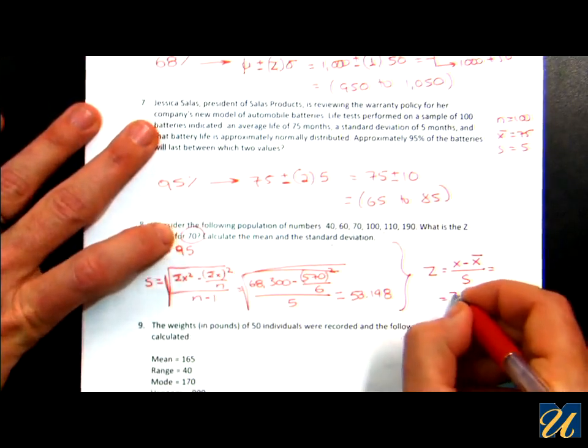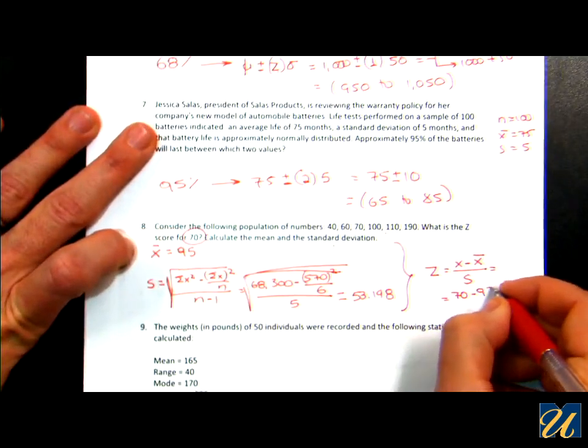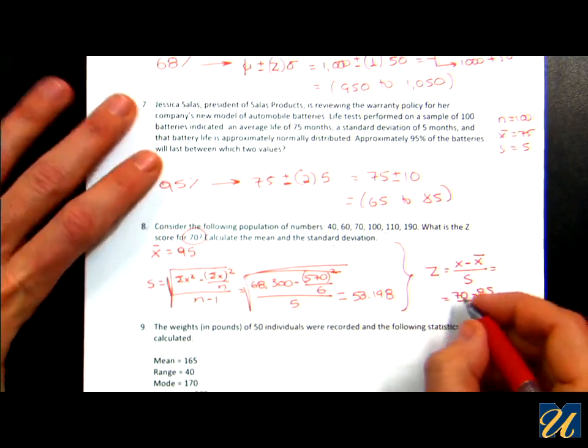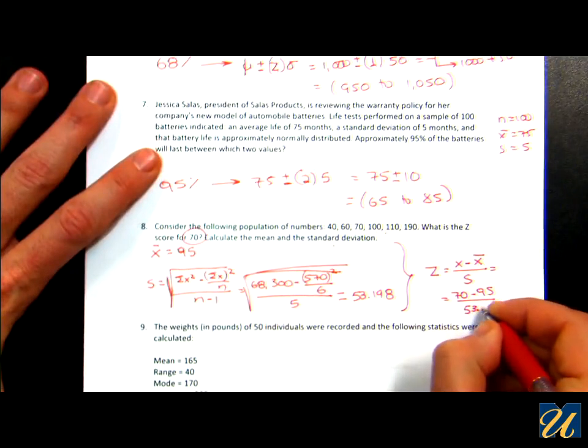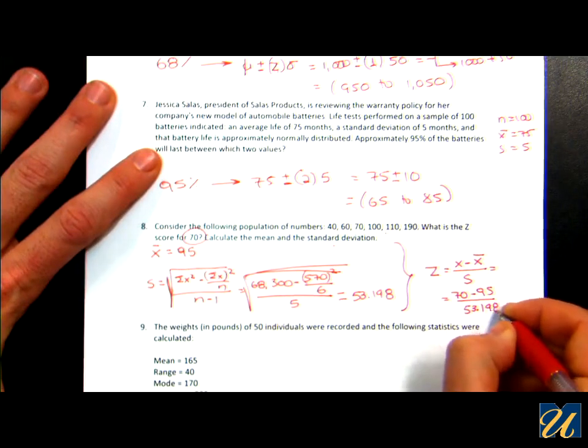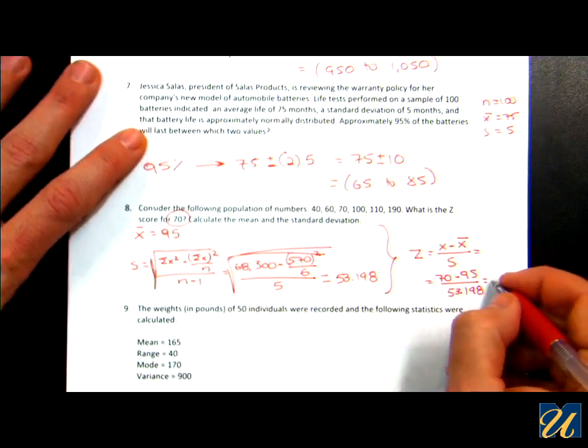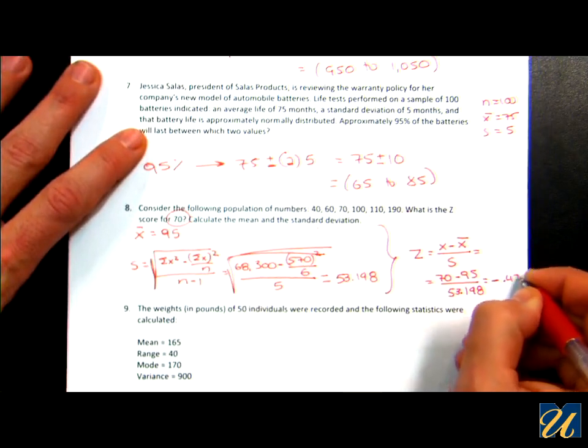From these two, since I'm looking for the z-score, x minus x bar over s, x will be 70, so 70 minus 95 over 53.198, and this would be equal to negative 0.47. So the z-score for 70 is negative 0.47, which would mean that 70 is 0.47 standard deviations below the mean. This is basically what we have calculated.